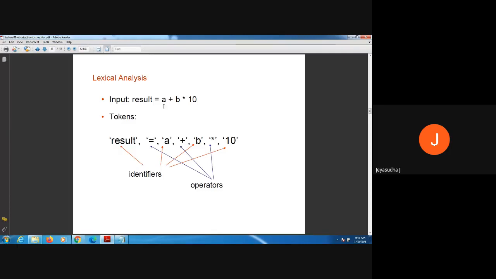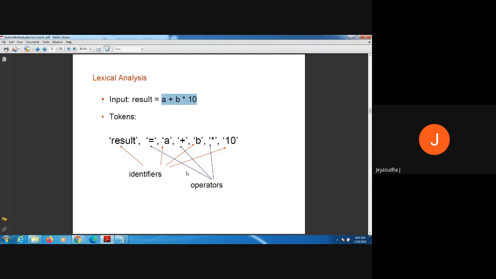So if you consider this particular line, a is a token, plus is a token, b is a token, star is a token, 10 is a token, everything is a token. And result and a, all these things will be identifiers, and this one will be an operator.